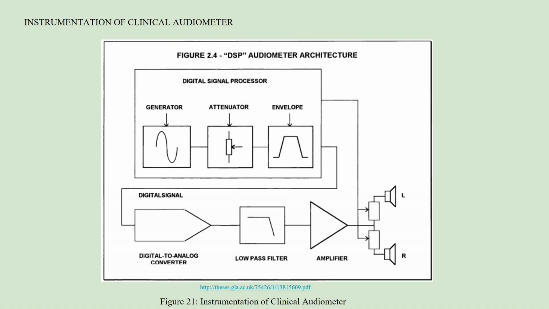Now we come to the instrumentation of a clinical audiometer. As in figure 21, we can see the instrumentation of a clinical audiometer. Firstly, we generate a tone, then it goes to the attenuator and envelope. Then the digital signal goes to a digital to analog converter, low pass filter, and then it gets amplified so we can hear the sound in the earphones.